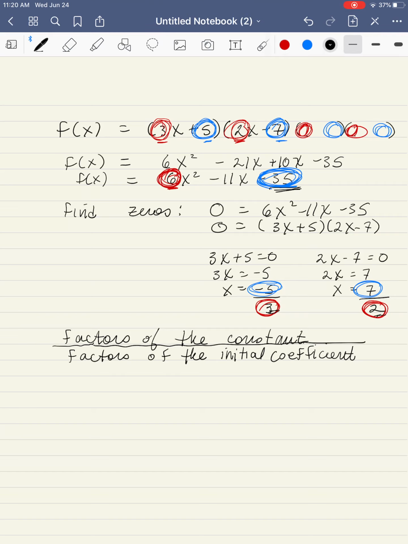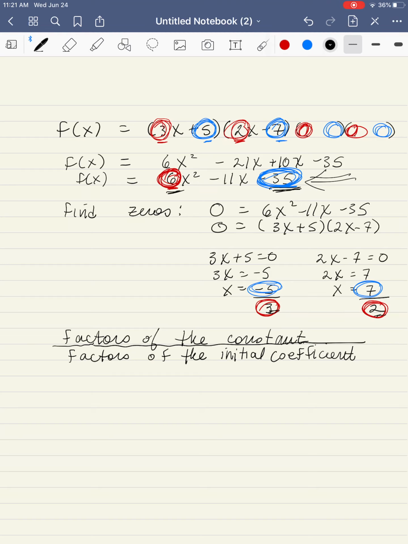So what we've seen is that if we were working backwards, if we knew all of our zeros, all of the denominators multiplied together would give me the initial coefficient, and all of the numerators multiplied together would give me the constant. But we're going the other way. We're going the other direction.